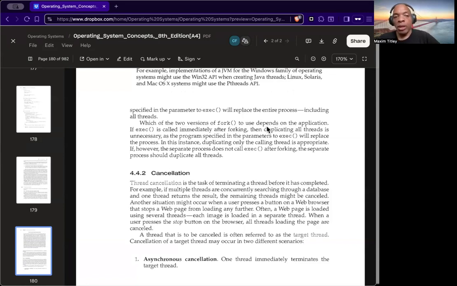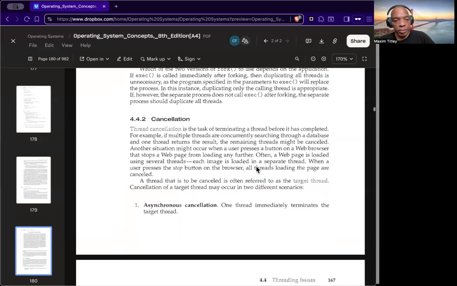So that's what they're saying about there being two versions of fork, right? So imagine we call fork, then after that we call exec. We don't duplicate all the threads. Instead, the program specified would then replace the process. Okay, so that's what happens. The fork would basically be a fork that will lead to that exec program. And in the case where we don't call exec, then we would have that whole replication.